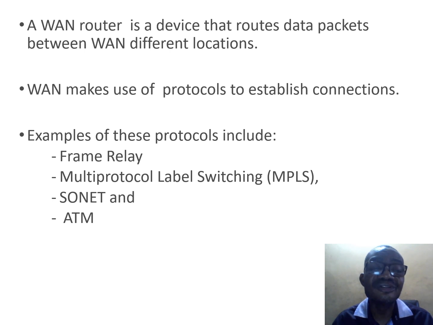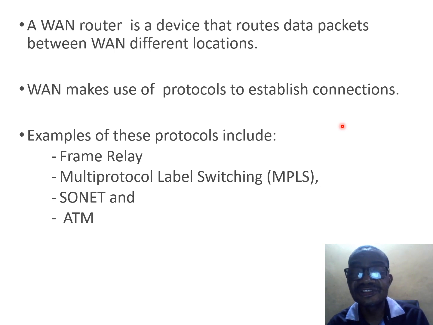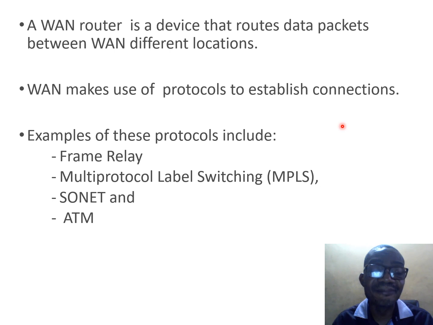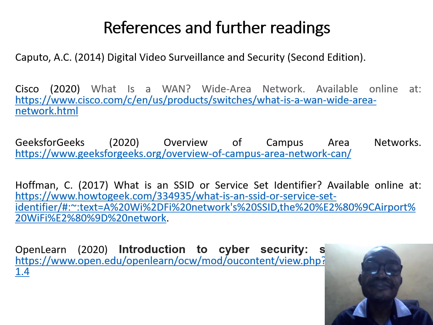A wide area network often has a wide area network router, which is a device that routes data packets between different locations. In a wide area network, you often use protocols to establish connections. These protocols, for example, are frame relay, multiprotocol label switching, SONET, and ATM. These are some of the references you can consult for further reading.